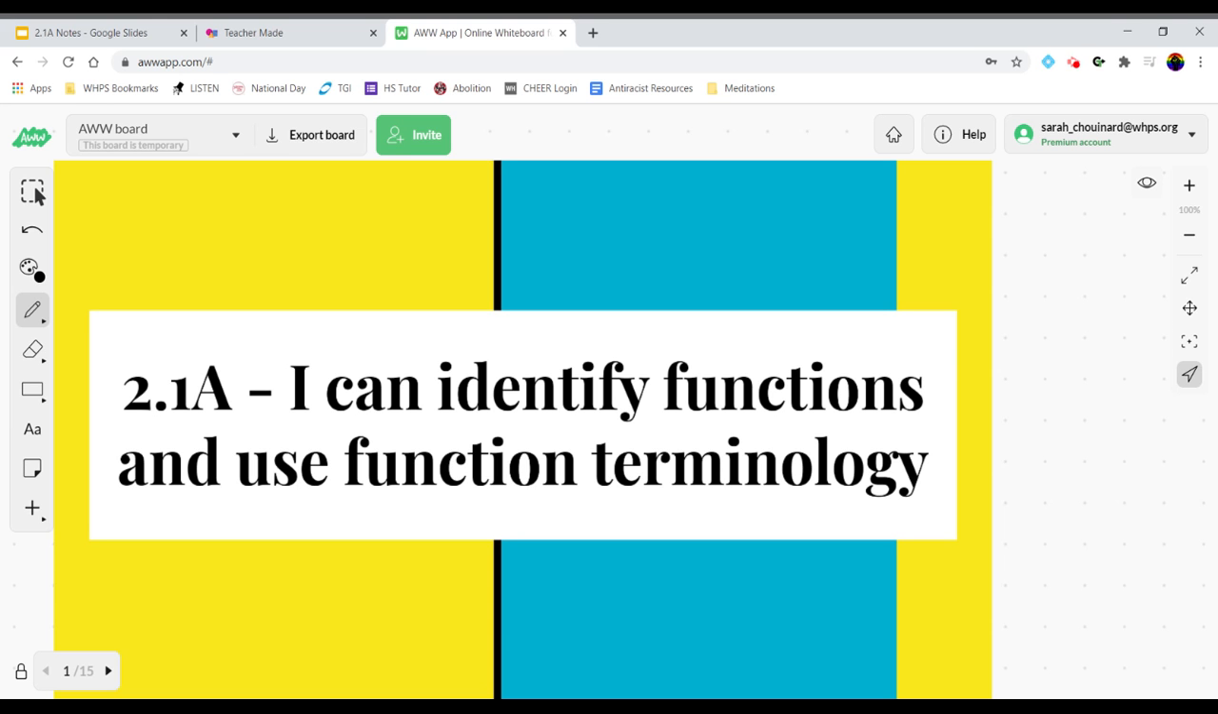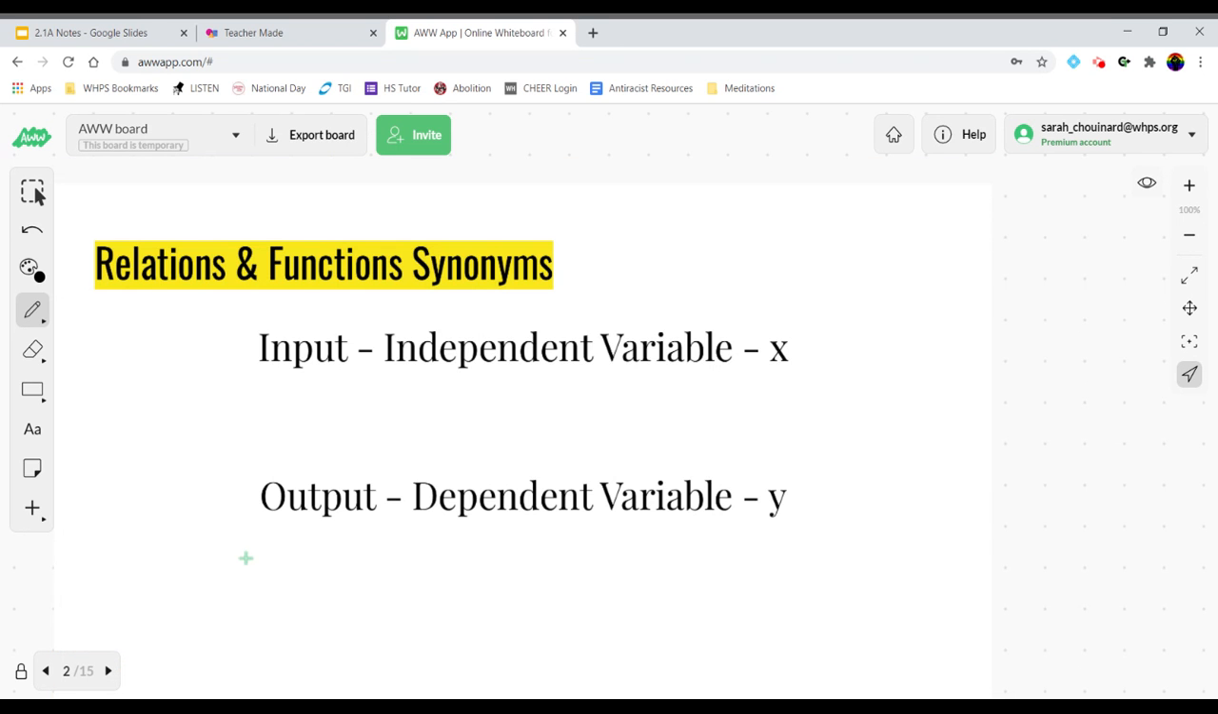All right, so to start this unit, we need to talk about functions and function terminology. Throughout this unit, we are going to be using these words interchangeably. These words are all synonyms. The words input, independent variable, and X can all be used to describe the same thing. Same thing with the words output, dependent variable, and Y. It's really important to know that these three pairs of words mean the same thing.